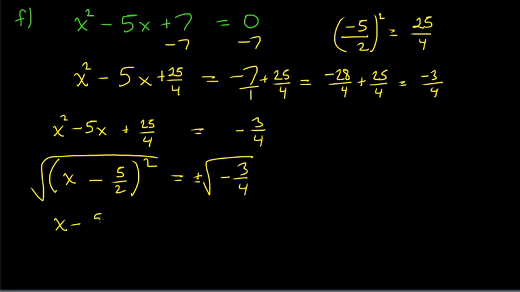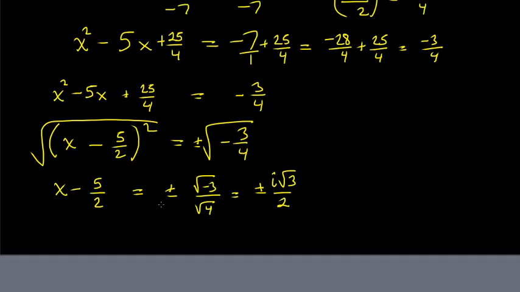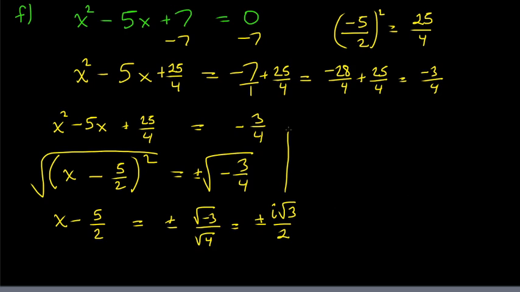And on the left, you get x minus 5 over 2. On the right, you get plus or minus, well, let's see. This is going to be the square root of negative 3 over the square root of 4. The square root of 4 is just 2. But the square root of negative 3 is i times the square root of 3. Right? Because it's negative, it's going to be imaginary. Okay. Oh, I'm running out of space here. All right, so let's just do this up here. We have x minus 5 over 2 equals plus or minus i times the square root of 3 over 2.